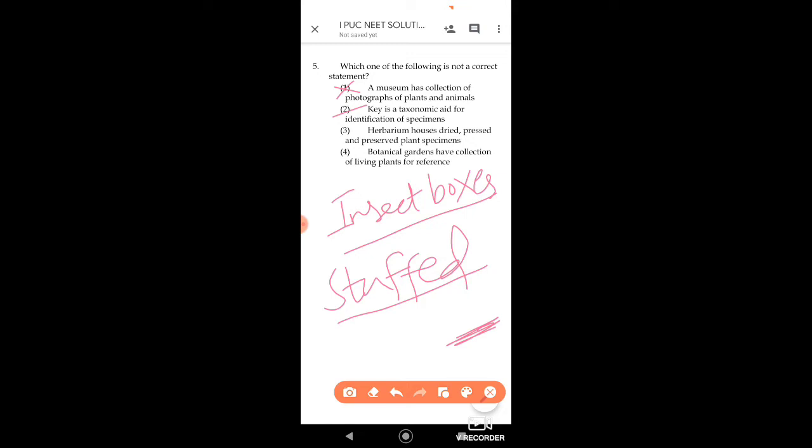Then option 3 we have is, herbarium houses dried, pressed and preserved plant specimens. Yes, we first dry, then press, and then preserve it for further observation. Then option 4 is also correct, that is, botanical gardens have collection of living plants for reference. As we all know, botanical gardens have various plants, endemic, endangered, or of research importance, all seen in living condition. So option 4 is also correct. So we need to go for the incorrect statement here. The incorrect statement is option 1. So you go for the answer as option 1.